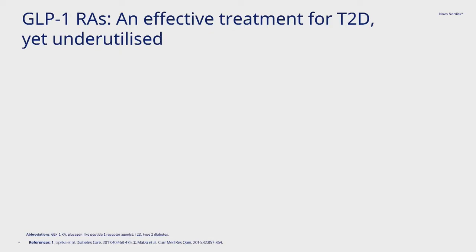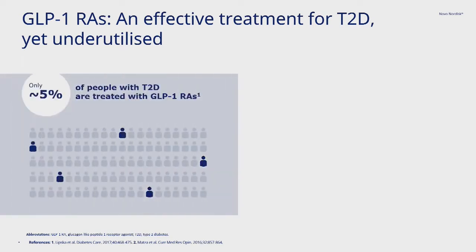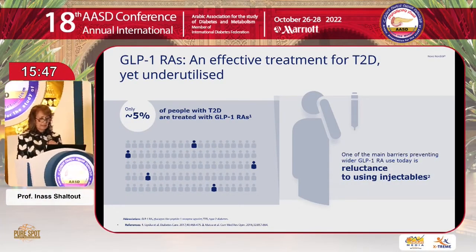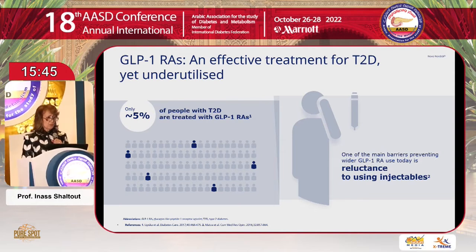GLP-1 receptor agonists are an effective treatment for type 2 diabetes. They are still underutilized. Only 5% of the patients with type 2 diabetes are receiving GLP-1 receptor agonists, and usually there is reluctance to start injectable therapy. So if we have a potent oral therapy, this is going to add to our management.